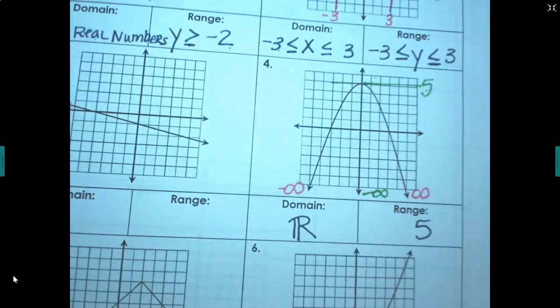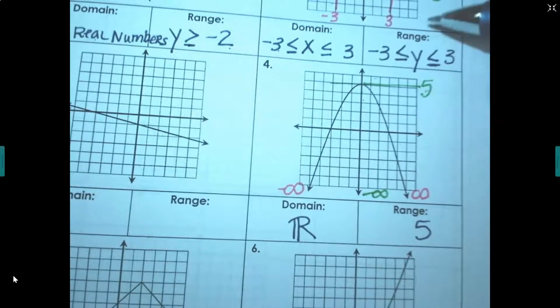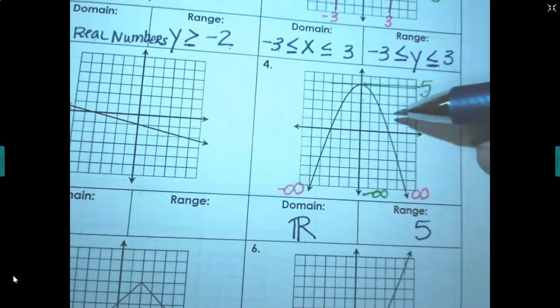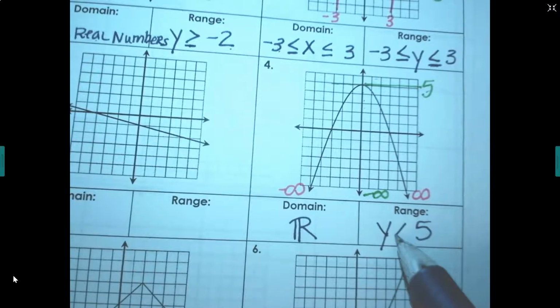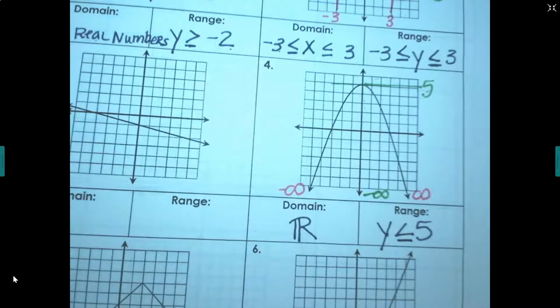It's a 5. Now, how does the graph compare to 5? Is the graph less than 5 or greater than 5? Is it below 5 or above 5? This graph is below the 5, which means the y values are less than 5, but it's also equal to because we have a solid line.